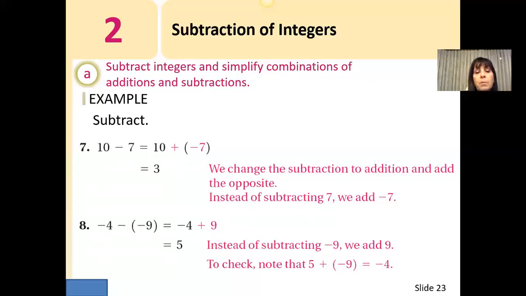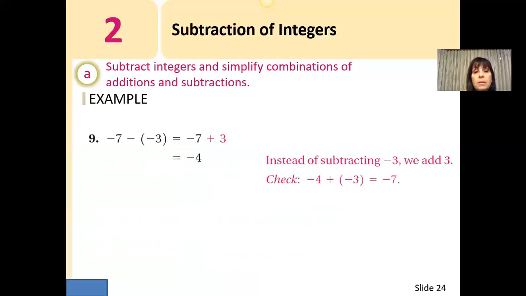For the last example on this page, again, change the subtraction to addition, and then the negative 9 becomes positive. So again, we're going to be adding a negative 4 plus 9. So again, in this case, we are subtracting the smaller from the larger. So 4 from 9 is 5, and in this case, the larger was a positive.